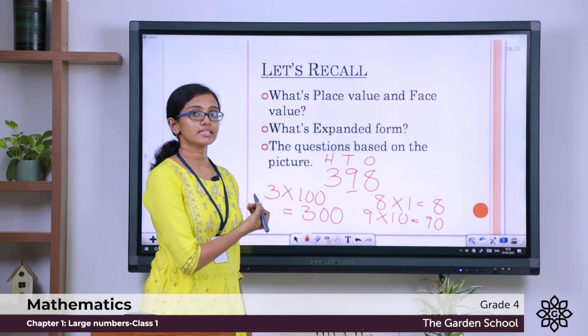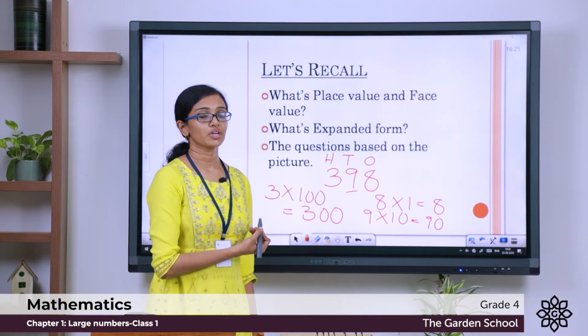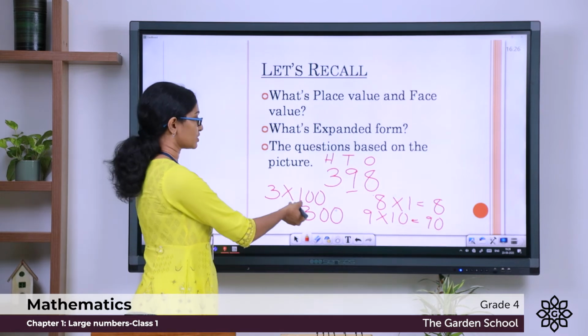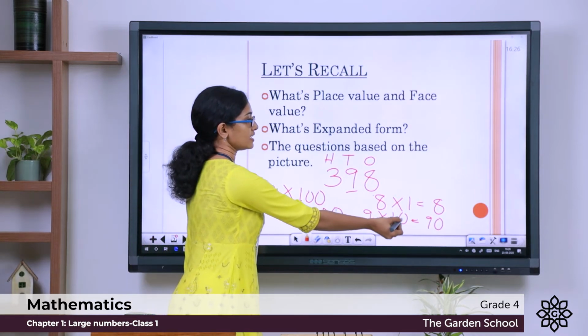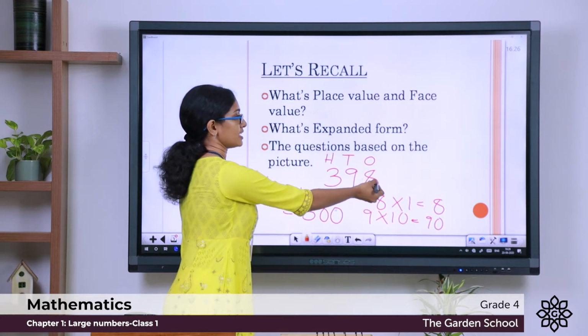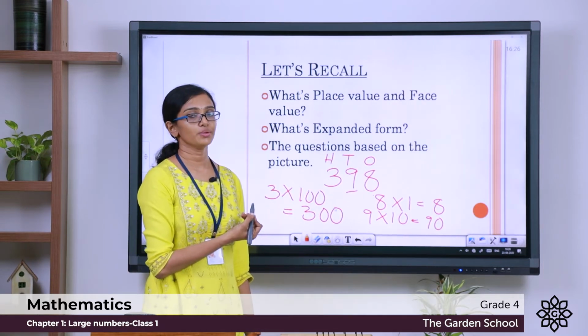And how do we read this number? Usually we read a number based on its place values. Let's try reading this number. What are the place values here? It's 398. So that's how we read this number, 398. That's the number name for this number. Hope this is clear to you.